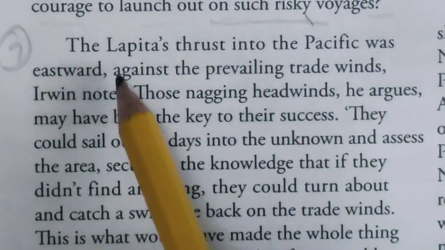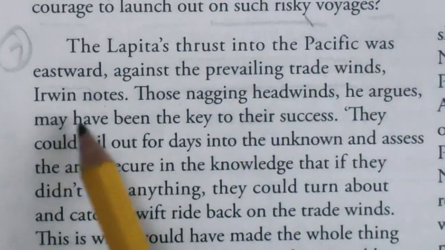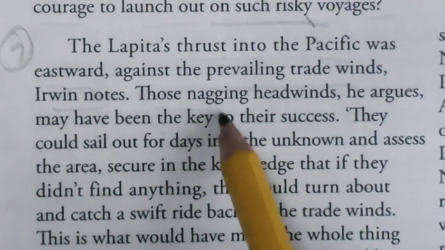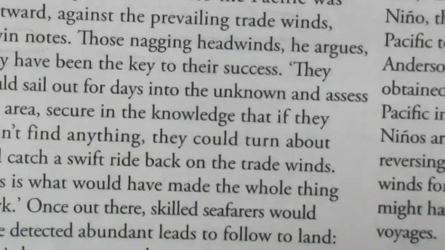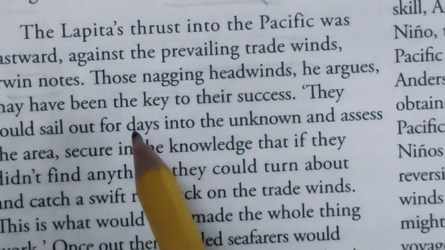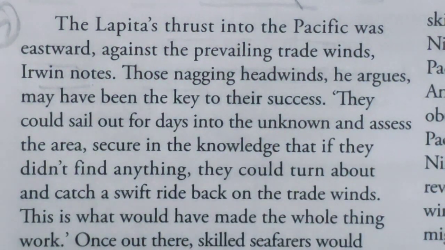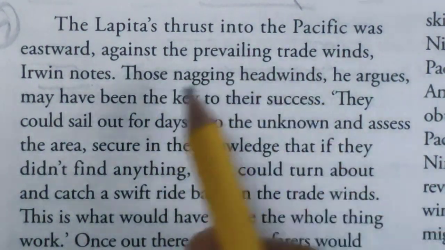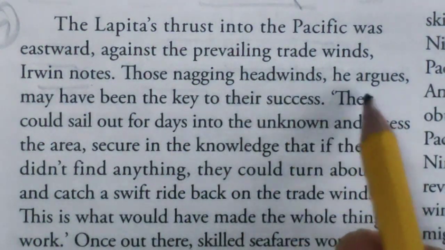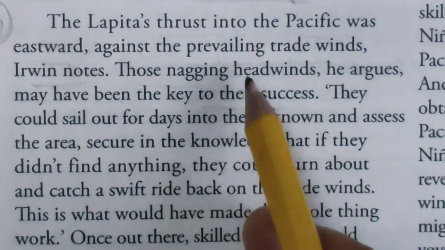So how I'm reading the seventh paragraph: Lapita's thrust into the Pacific was eastward against the prevailing trade winds, Irwin notes. The question refers to the seventh paragraph, so let's read it carefully. Actually, in MCQs, you need to read carefully what they are asking. Against the prevailing trade winds, those nagging headwinds, he argues, may have been the key to their success.